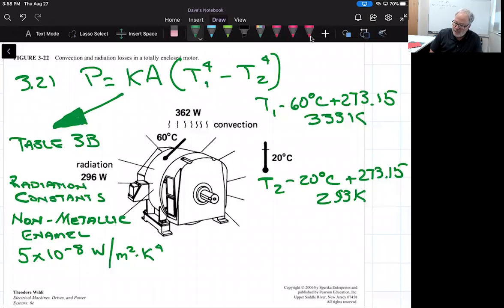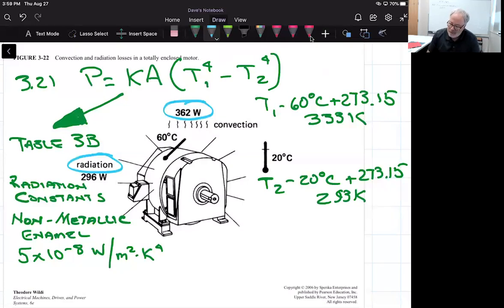So here's the figure we've used before when we were talking about heat loss from convection. And we're also going to say, here's this same motor, this totally enclosed motor. We're also going to see that there are radiation heat losses in addition to the convection heat losses. They're both given to us. Here's the convective losses, and here's the radiant losses.